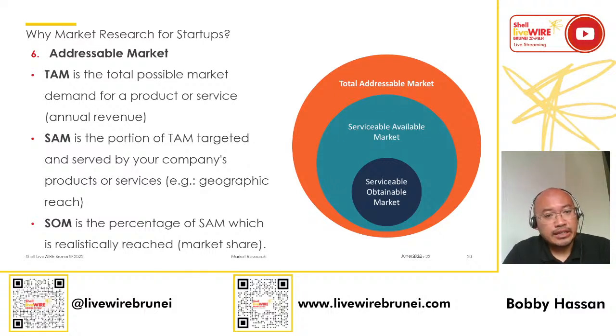And then SAM is the serviceable available market, the portion of the overall total that you can actually target. Usually that's within your reach. For example, TAM could be the whole world, while SAM is just Brunei, the country. And finally, SOM, or the serviceable obtainable market, is the part of SAM which is realistically going to buy your products or services. I'll give another example later when we talk about the context in market research.